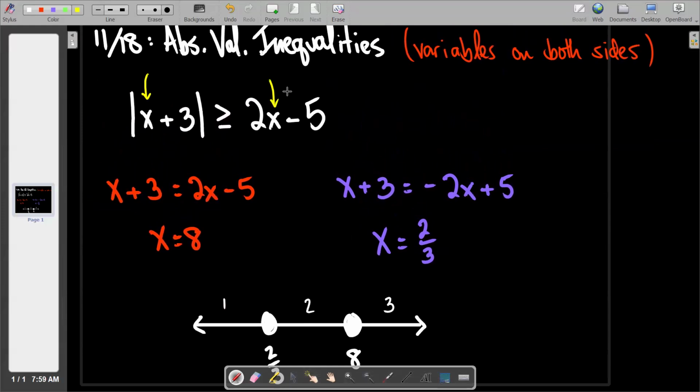And I'm simply going to see if what I get is a truthful statement, as always, or a false statement. And so if I put 0 in the first little yellow arrow, 0 plus 3 is 3, right? And the absolute value of 3 is 3. So I'm currently sitting here wondering if 3 is greater than or equal to something. And then if you put 0 in the arrow on the right, 2 times 0 is 0, and 0 minus 5 is -5. And is 3 greater than or equal to -5?